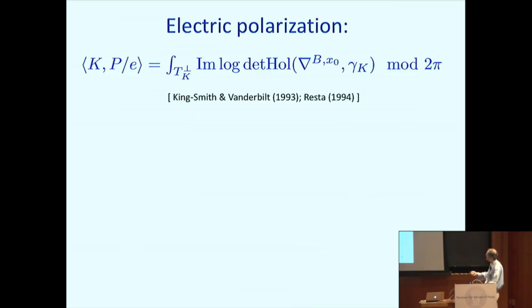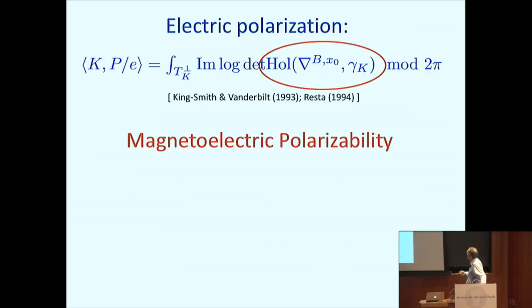So one place it shows up is in a formula for the contribution of electrons to the electric polarization, and I'm not going to explain this complicated formula, but notice that it depends on the holonomy of the Berry connection around a closed loop in the Brillouin torus, and that depends on x naught. Now, a little less trivially is the magnetoelectric polarizability. That's a term in the low energy effective action for the Maxwell field in the presence of an insulator.